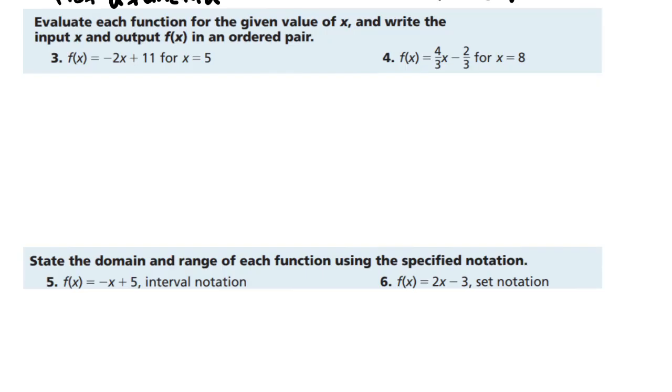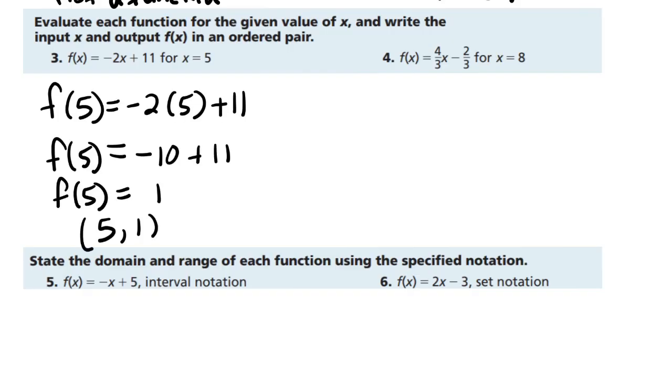Evaluate each function for the given value of x. Write the input x and the output in an ordered pair. Okay, so what I did is I input 5 into the function, and then you have -2 times 5, which gives you -10, plus 11. -10 plus 11 gives you 1. So the input is 5, the output is 1. So the ordered pair is 5, 1.